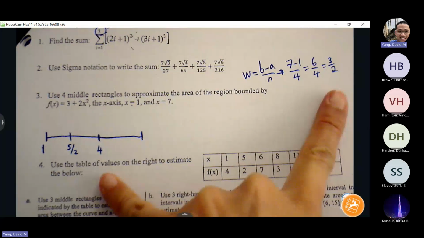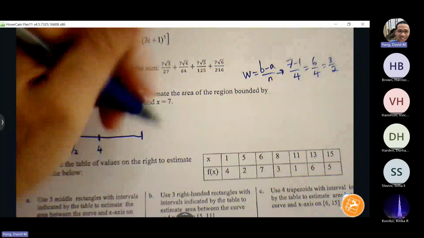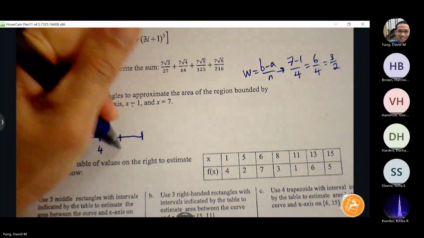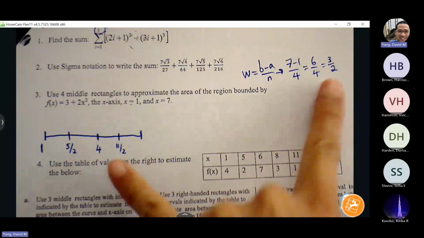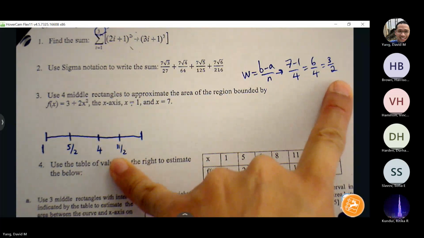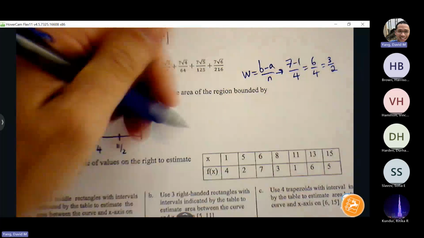8 over 2 plus 3 over 2 is 11 over 2. 11 over 2 plus 3 over 2 is 14 over 2, which is 7.